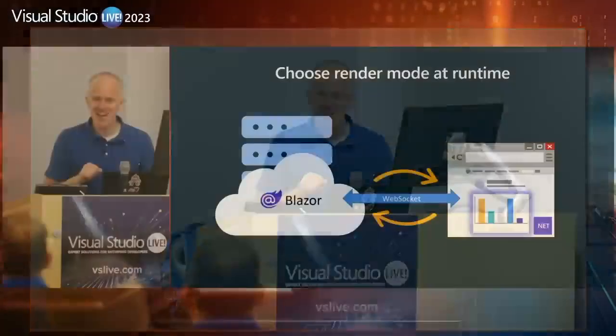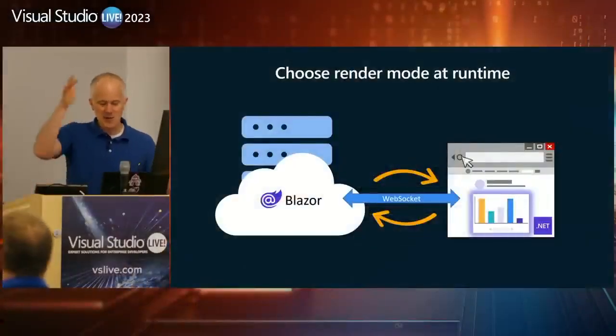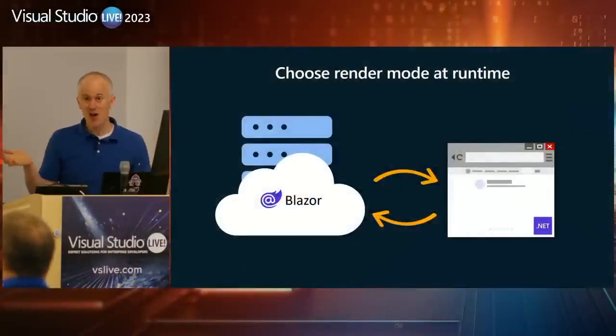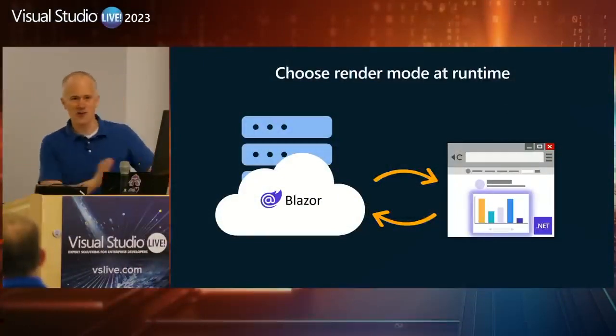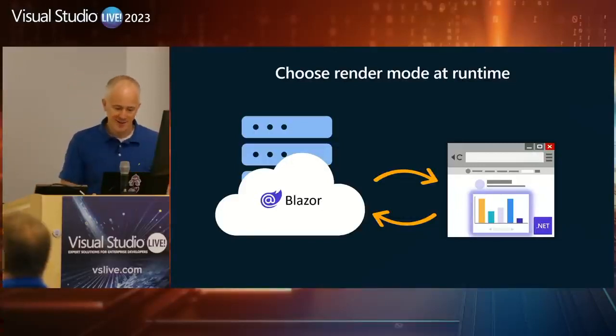So a user comes to your page. Initially, you set up that WebSocket, but you sneak down the .NET runtime in the background. And then maybe they refresh the page. The app now looks and says, oh, wow, there's a runtime here already. I'm just going to go ahead and use that. You've now offloaded that load from your server to the client, and everybody's happy. What would that look like?